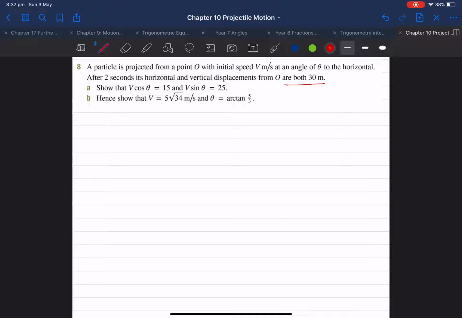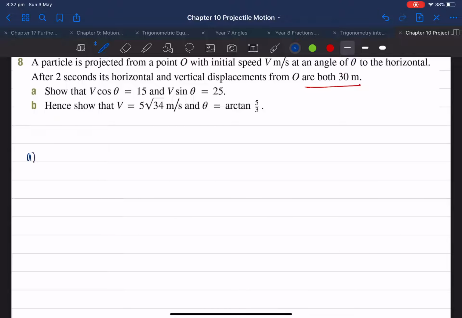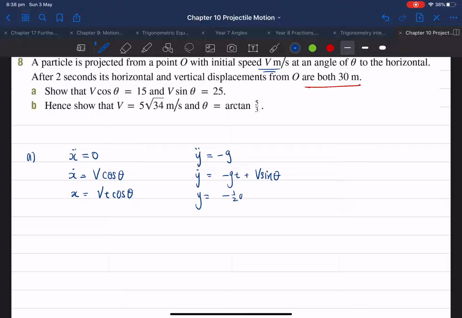What do we do? Well, I guess what we need to do is generate those 6 equations, right? So let's start with this. X double dot is equal to 0. X dot is equal to V, because they give us V this time, so we'll just use V cos theta. X is equal to VT cos theta. Y double dot is minus G. Y dot is minus GT plus V sine theta. And Y is negative half GT squared plus VT sine theta.